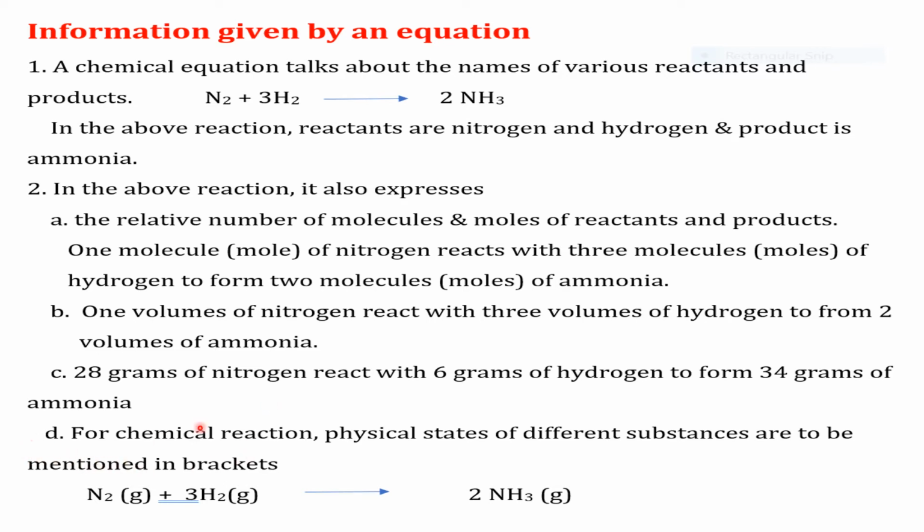For a chemical reaction, the physical states of different substances should be mentioned in brackets. If it is solid, S. If it is gas, G. If it is aqueous solution, AQ should be kept in the brackets adjacent to the reactants and products. So here nitrogen and hydrogen, the reactants, are gases and the product is also a gas. Therefore, N2(g) plus 3H2(g) gives 2NH3(g).